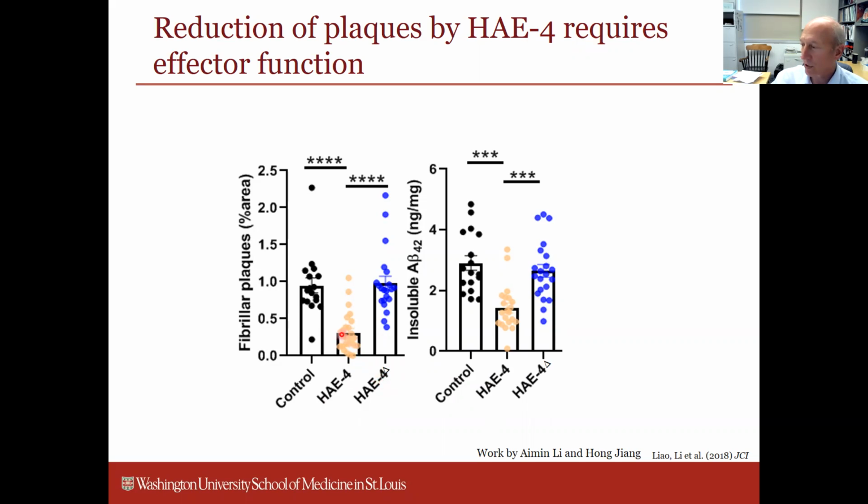And when you do this, you can see that this antibody only removes amyloid if it does contain an intact Fc gamma receptor binding domain. So implying it really does require microglial-mediated phagocytosis to have this effect.